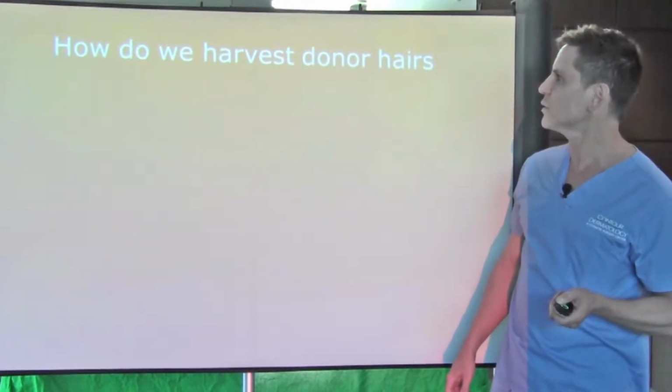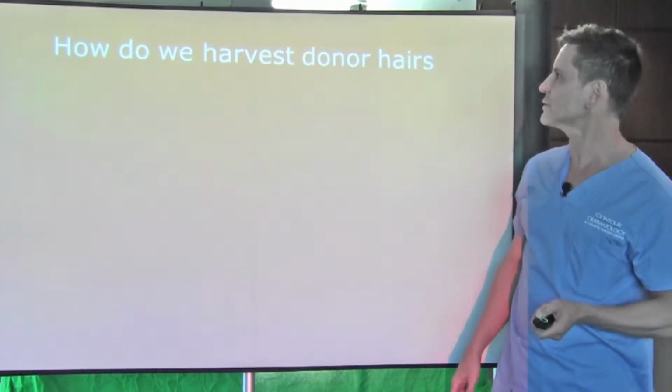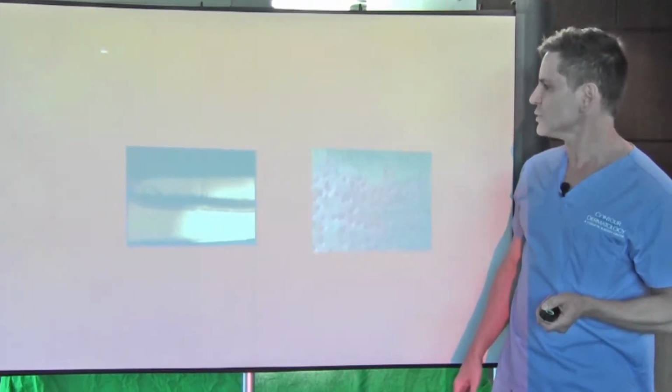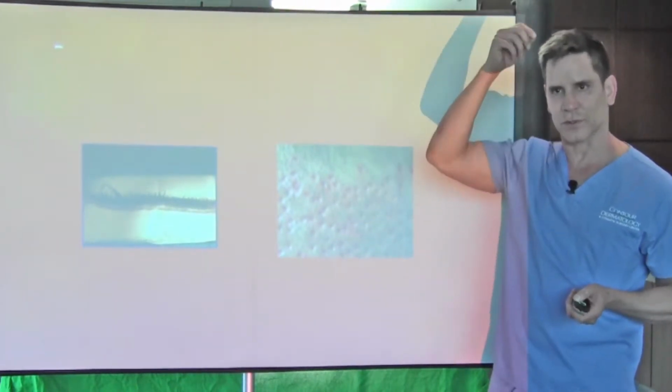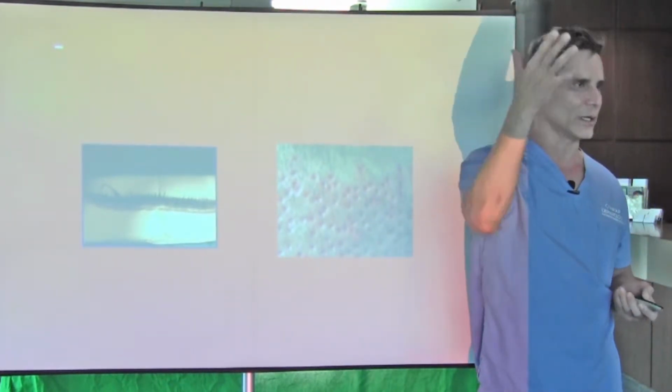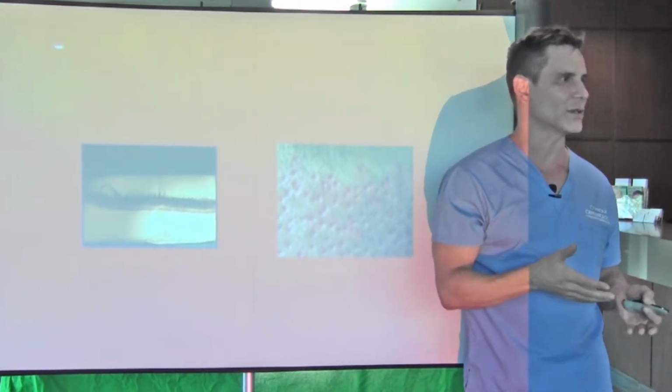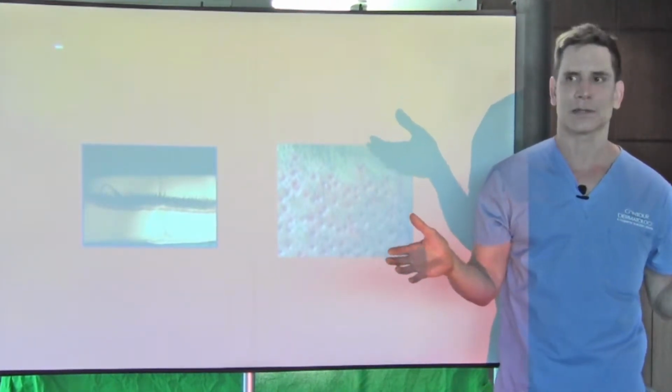Okay, so how do we harvest these donor hairs? Well, initially what we did was we took big plugs from the hair and moved them to the front of the hair. And that gave that doll head pluggy look. And when people say, oh, I don't want that pluggy look, that's ancient history at this point.